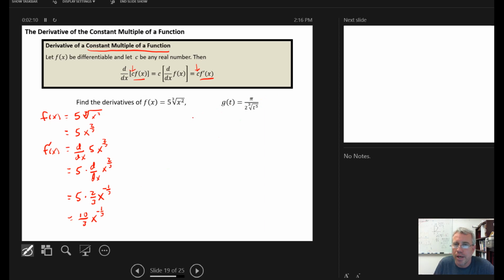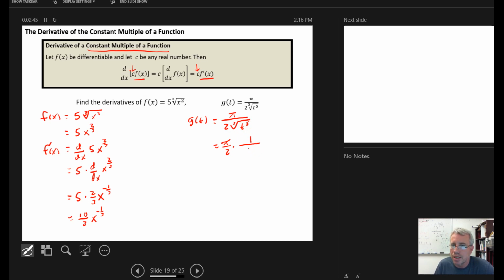So this one, I'm going to go ahead and rewrite it. g of t equals pi over 2 times the third root of t to the 5th power. And this can be rewritten as the constant pi over 2 times 1 over the cube root of t to the 5th, which can be rewritten as t to the 5/3. So I can rewrite this using a rational exponent.